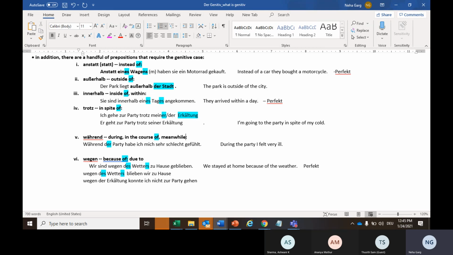You can say meanwhile. So während der Party, during the party. During what? During the party. So the party, that will change to der. Also während der Party habe ich mich sehr schlecht gefühlt. During the party, I felt very bad or very sick or very ill.